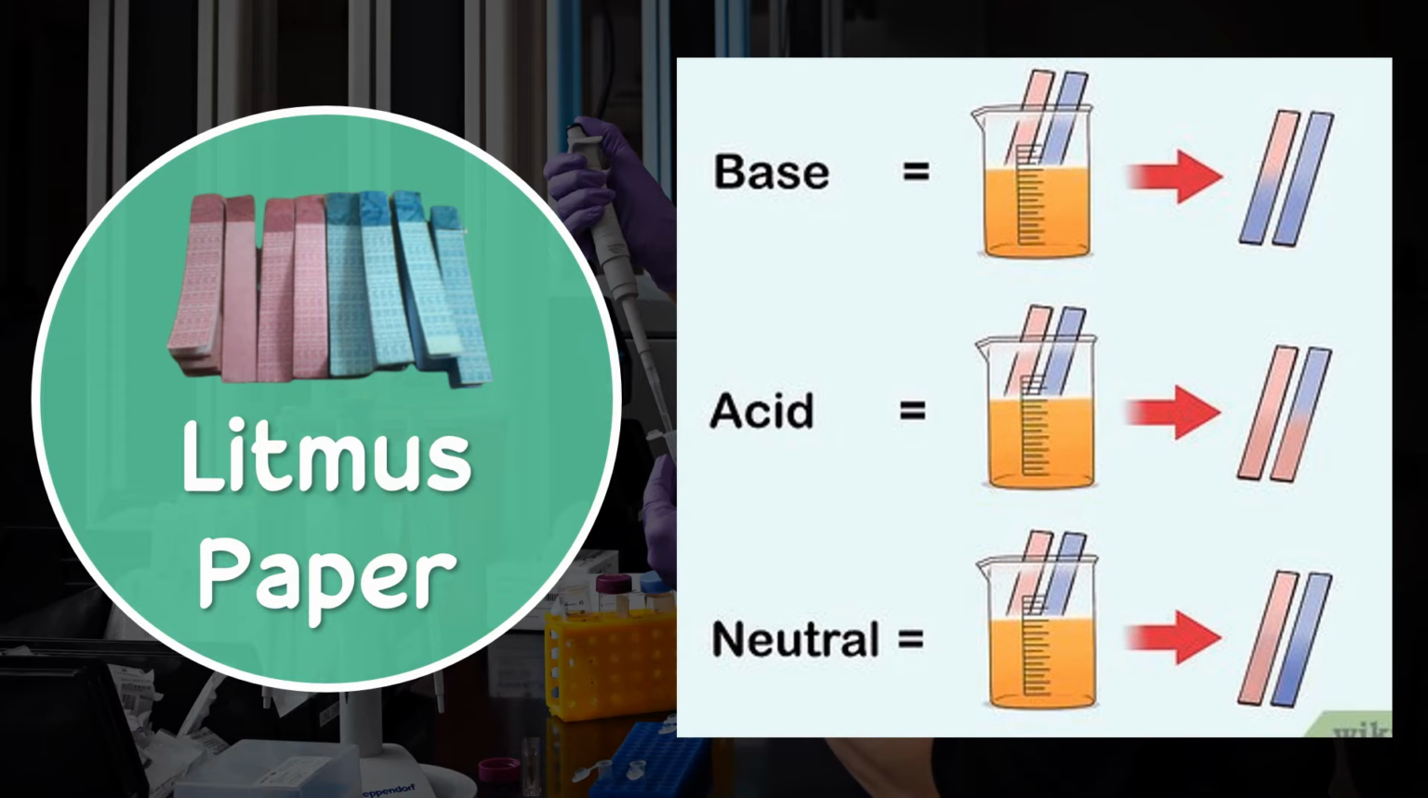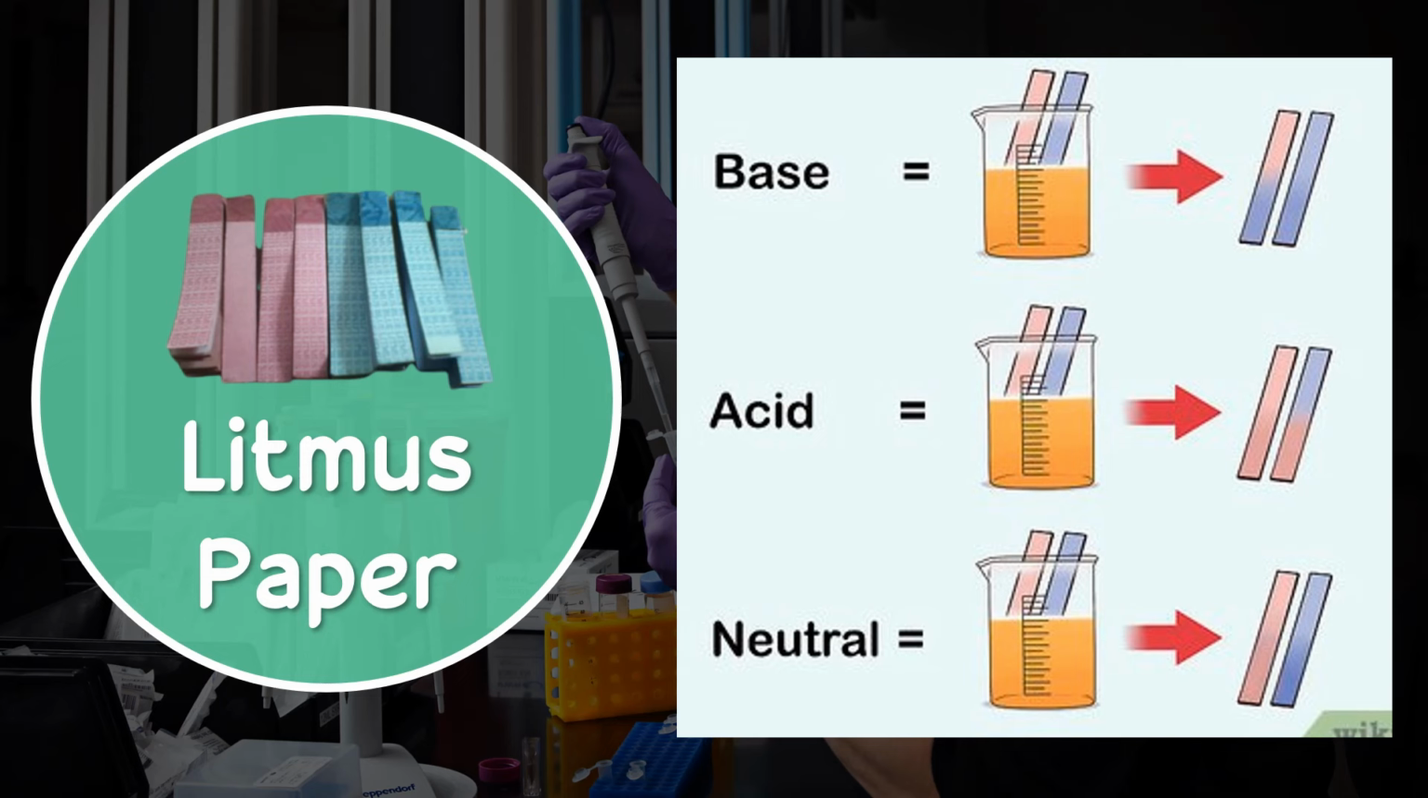Tingin muna sa illustration. Let's focus on the first row, which is all about base. If you can notice, there is no change sa blue litmus paper. Pero sa red litmus paper, we can see a very significant change. The red litmus paper turned into blue if subjected sa isang base. Let's proceed sa acid, sa second row. There is no change sa red litmus paper. Pero if napansin nyo, sa blue litmus paper, merong isang malaking change. The blue litmus paper turned into red when subjected or exposed to an acid.